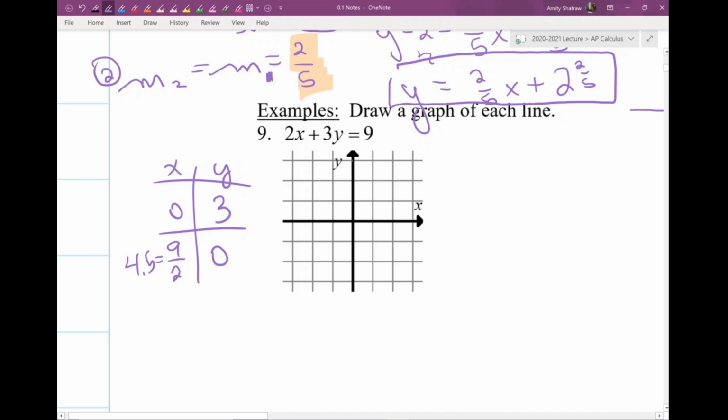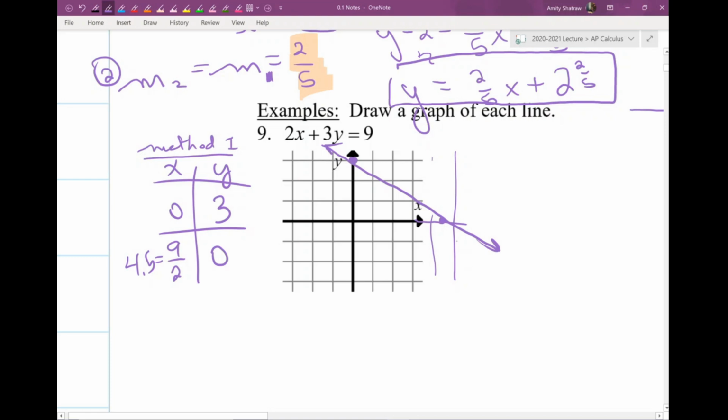So 0, 3 is this first point right here, and 4.5, 0. Notice that my graph isn't really big enough, and that's because nobody was anticipating that I would be using this cute little trick. Boom. That's how I like to do it. I call that method 1, which is to find the 2 intercepts. The other method would be to put it into slope-intercept form.